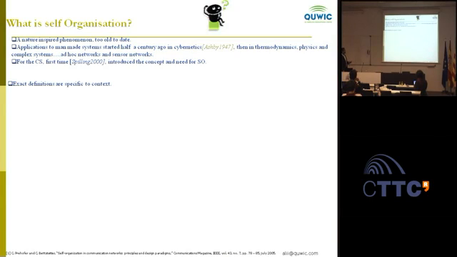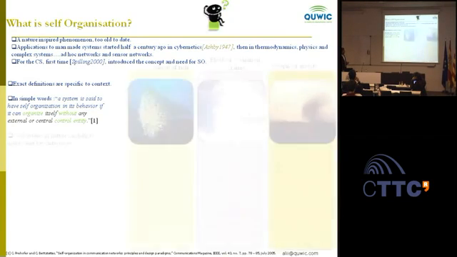But an exact definition is still missing and it's specific to context. For our purpose, an old definition in cellular systems can be found in Prehofer's paper from 2005, when he tried to define it like this: a system is said to be self-organizing if it can organize itself without any external or central control entity. This is a debatable definition, but still it is a definition which is there in literature.